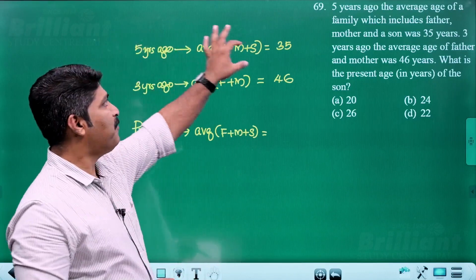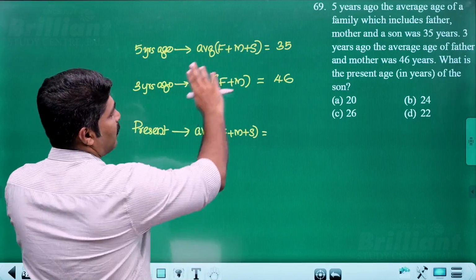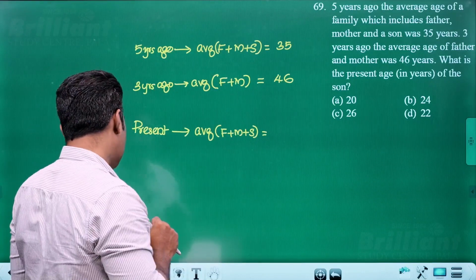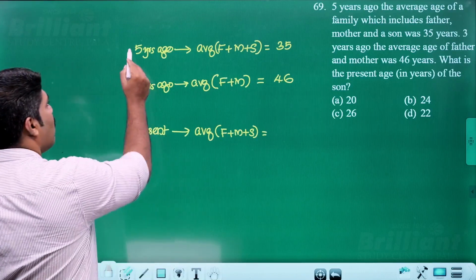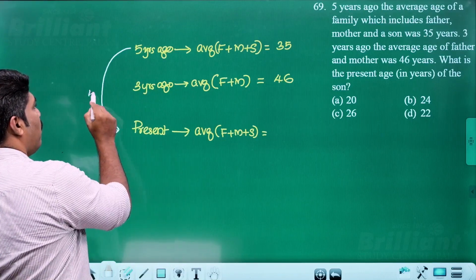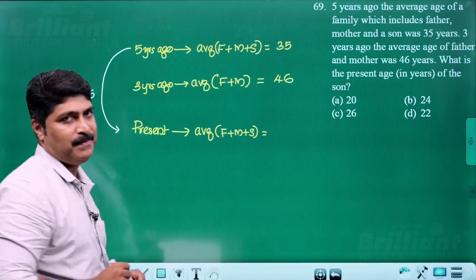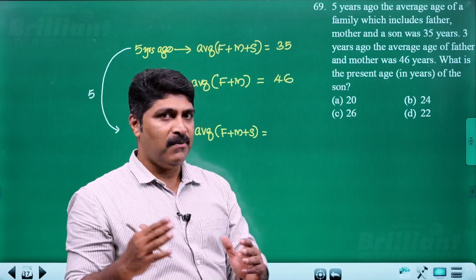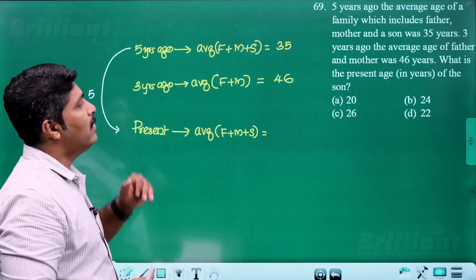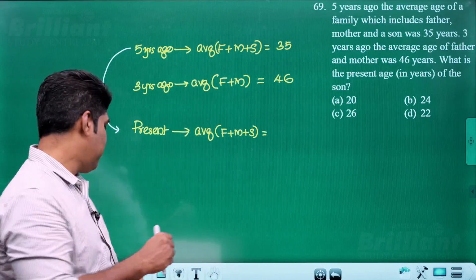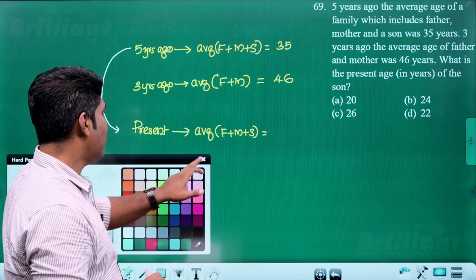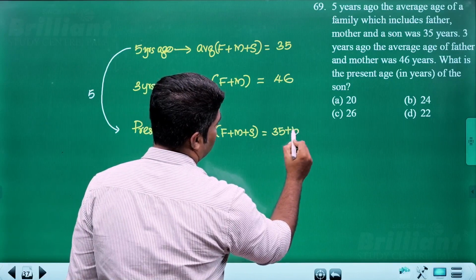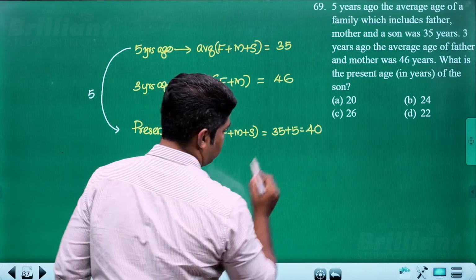You just catch it from the first line. Here the average is 35. Present means here it's an increase of 5 years. That means we have to add 5 to each observation. That's the basic idea of averages. If all the observations are increased by 5, the average also will increase by 5. Therefore, how can we write that average value here? This is 35 plus 5, which should be equal to 40.